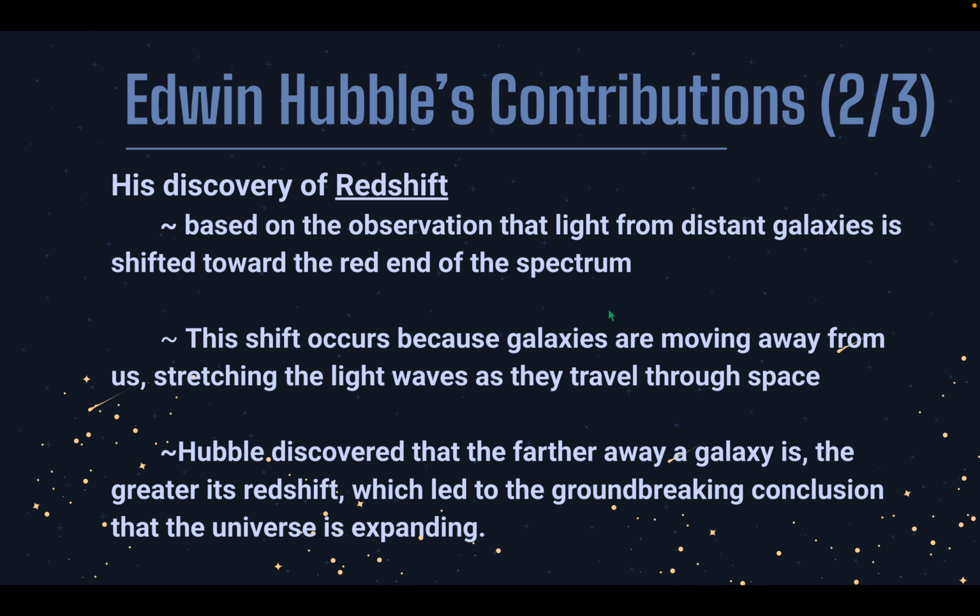His discovery of redshift was very important to the subject of the movement of galaxies, and this was based on the observation that light from distant galaxies is shifted towards the red end of the spectrum. This shift occurs because galaxies are moving away from us, stretching the light waves as they travel through space. Hubble discovered that the further away a galaxy is, the greater its redshift, which led to the groundbreaking conclusion that the universe is expanding.